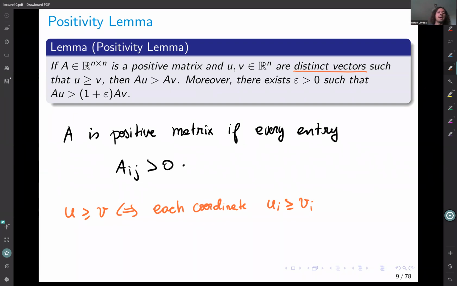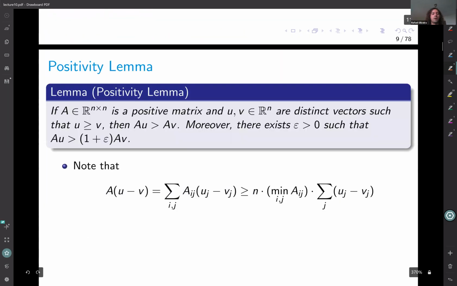Then we know that A times U is bigger than A times V, right? Moreover, we know that there is an epsilon bigger than 0 such that A times U is bigger than 1 plus epsilon times A times V, right? So let's just prove this lemma now. It's nothing really hard, right?